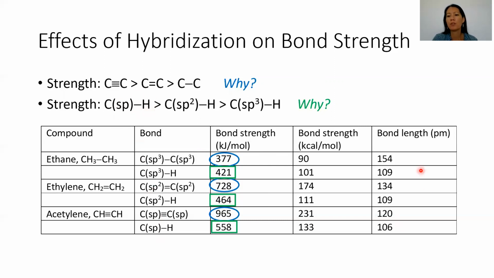And what you also find is that's related to length. The shorter, the stronger. You'll find that the stronger ones are shorter than the longer ones.